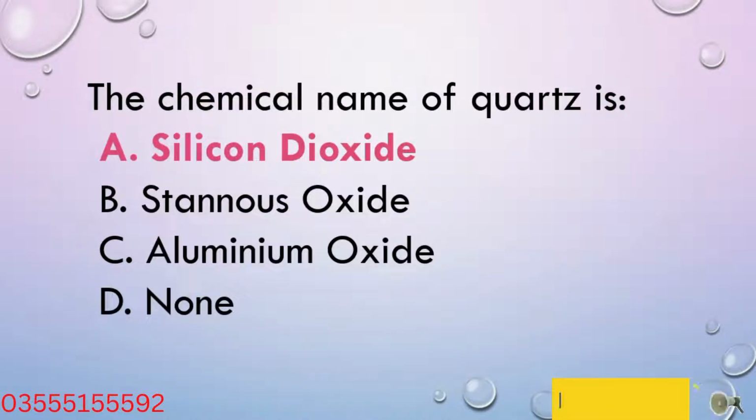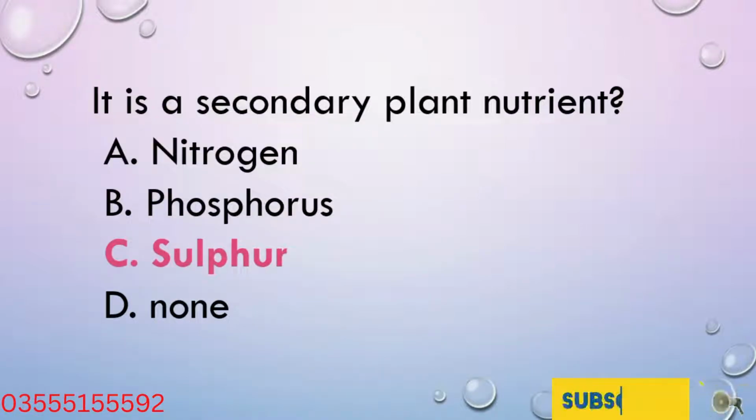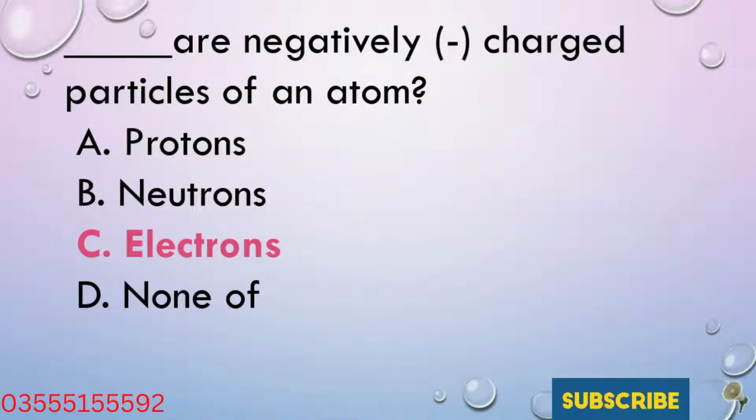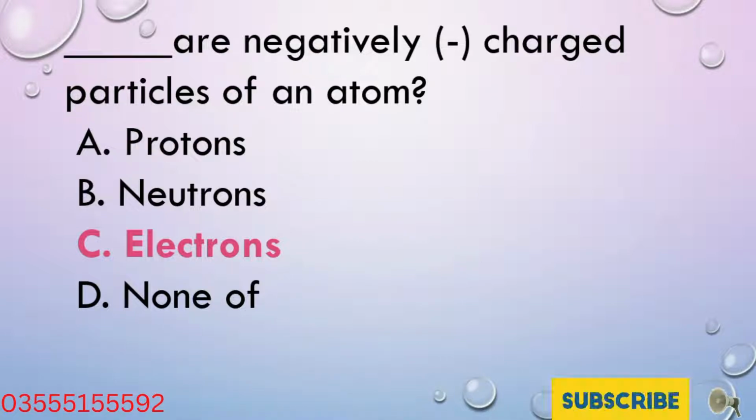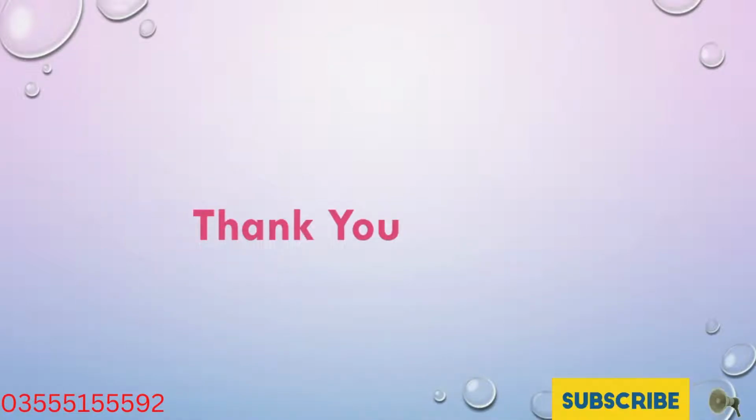The chemical name of quartz is silicon dioxide. Which is a secondary plant nutrient? Sulfur. Dash are negatively charged particles of an atom. Electrons.